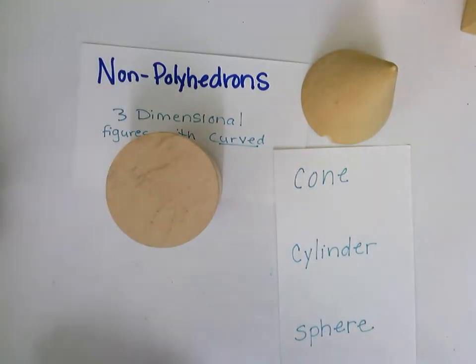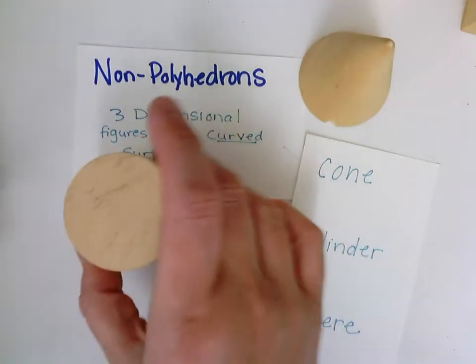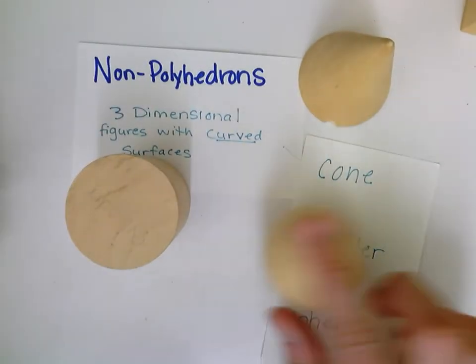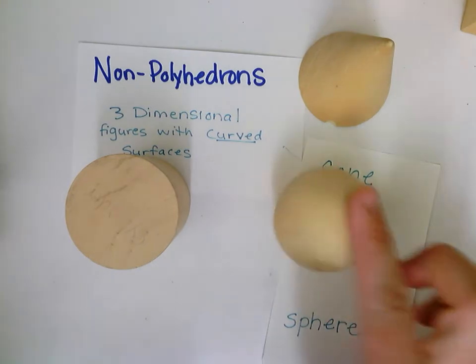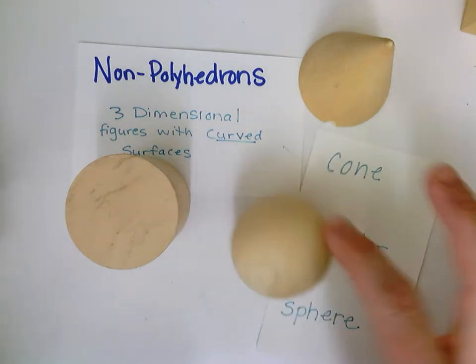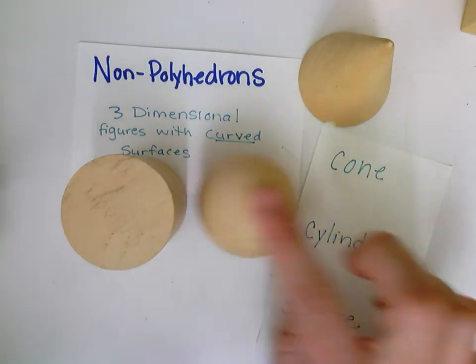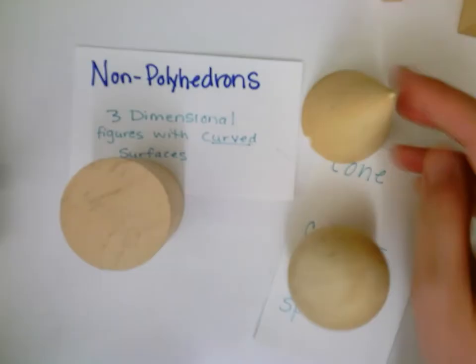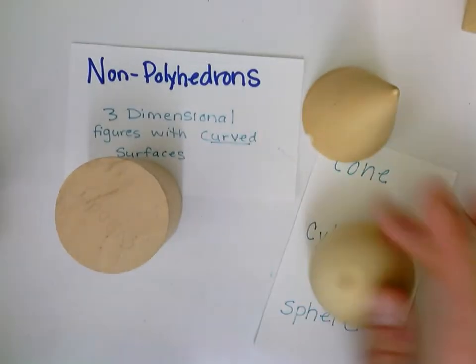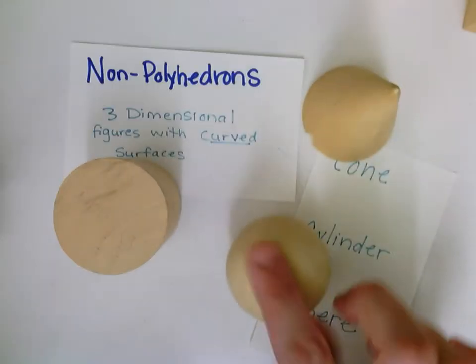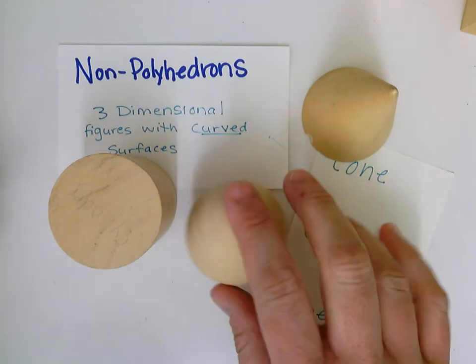The last non-polyhedron we're going to talk about is a sphere. A sphere is like a ball. All the balls that we know are spheres. The Earth is a sphere. It has no bases. It has no vertex. It has no flat edges. The whole thing is round. It's completely a round surface. So this is our sphere.